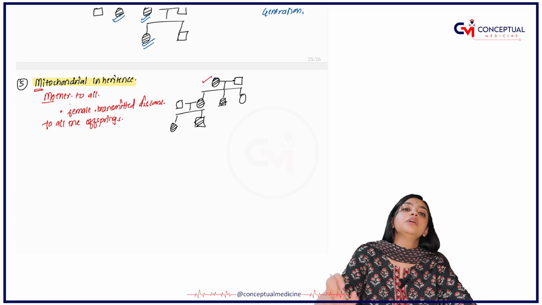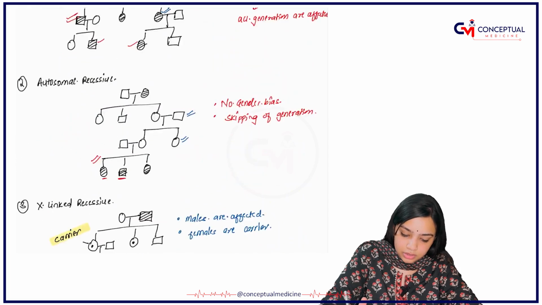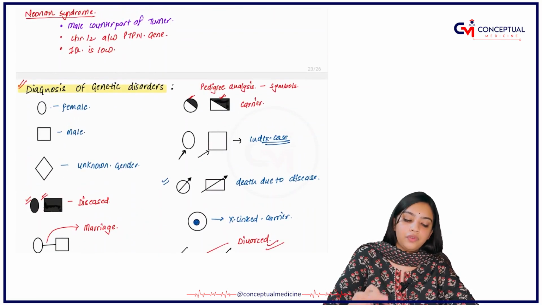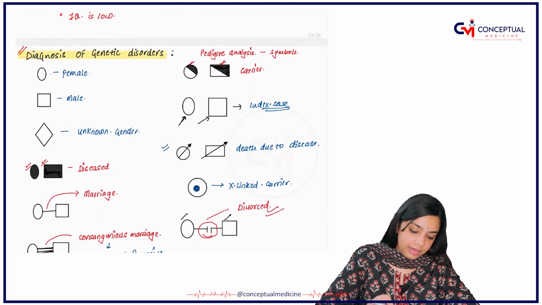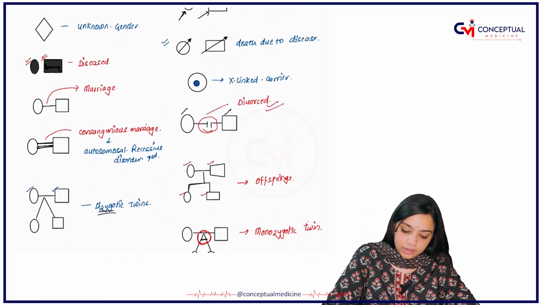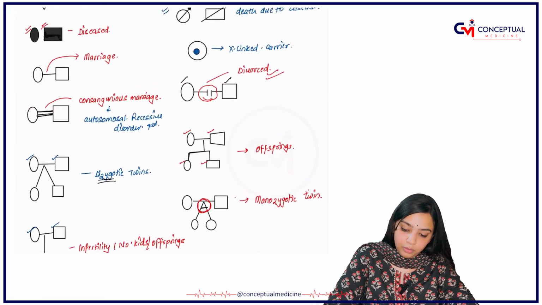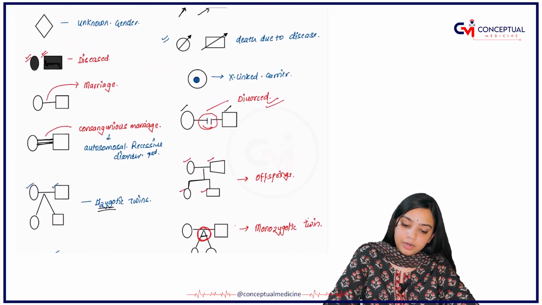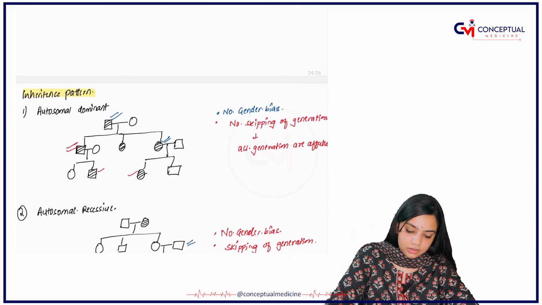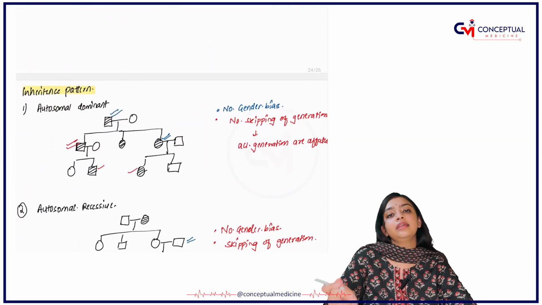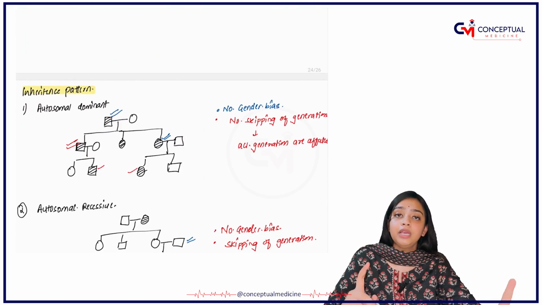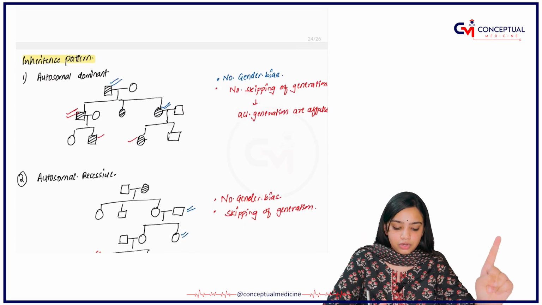So this was about the inheritance pattern. Let's just recap. We have seen the symbols that are used for the pedigree analysis. You have male, female, unknown gender, disease, marriage, consanguineous marriage, dizygotic twins, infertility, monozygotic twins, offsprings, divorce, X-linked carrier, death due to disease, index case and carriers. And we have talked about the inheritance patterns, that is autosomal dominant. In autosomal dominant, there will be no skipping of generation.